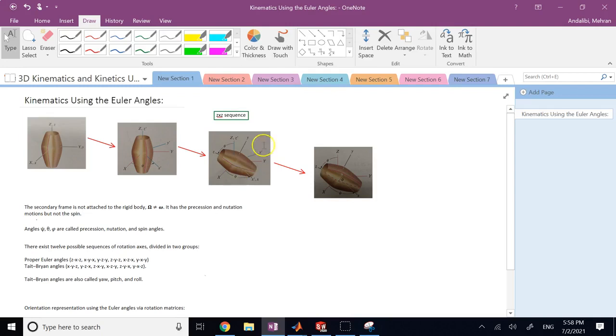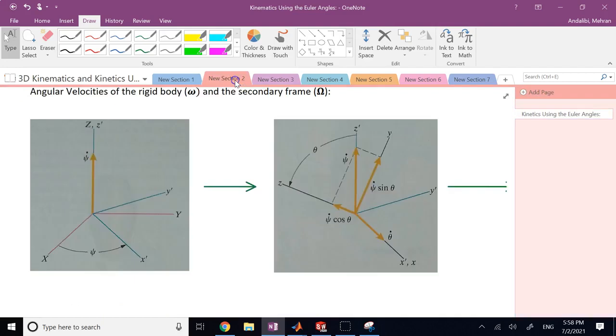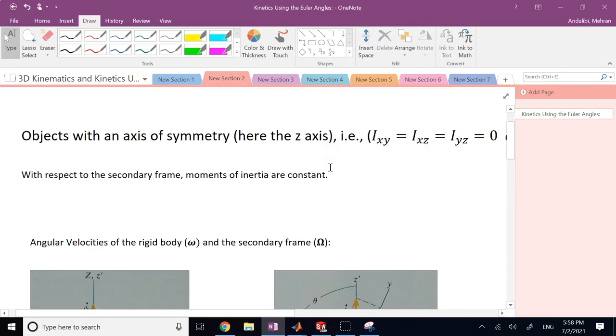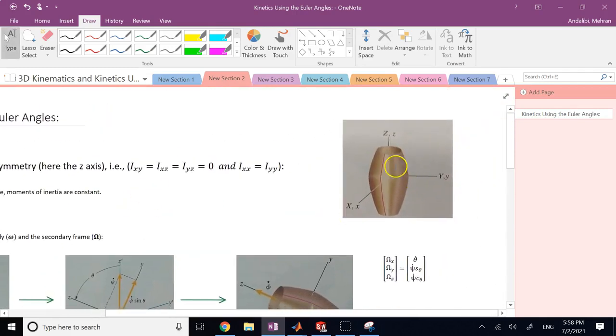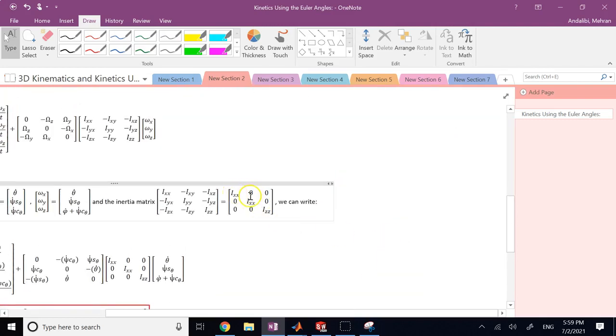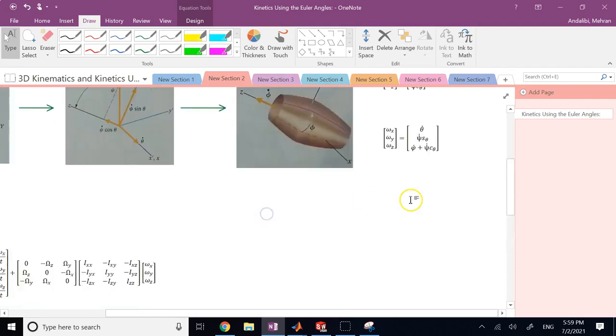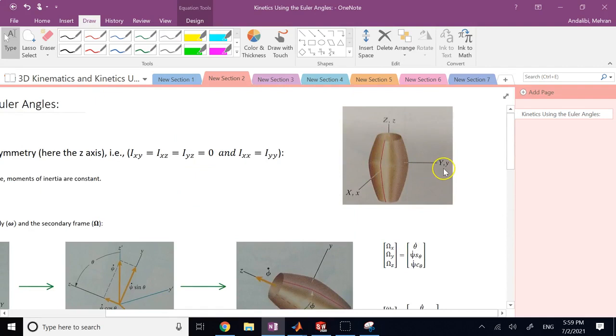It does move, but it is not perfectly, in this first case, attached to the rigid body. It does not have the last rotation. It does not have the spin angle. And it doesn't need to. Why? Because if I look with respect to this secondary frame, that does not have the spin, it does not matter in the values of these three numbers, IXX, IYY, which is the same as IXX, and IZZ. So actually two values. The rest of the products are zero. These two are not going to change if I spin the XYZ axis.